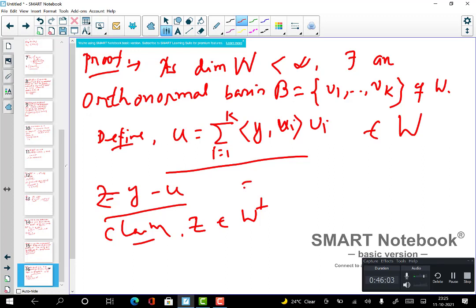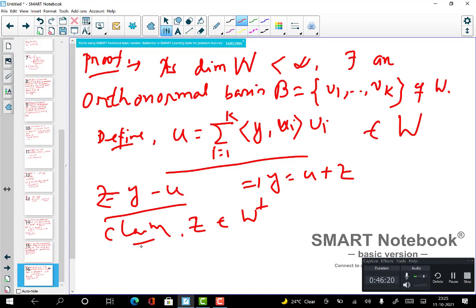So this implies that y can be written as u plus z, with u an element of W and z an element of W perp. Then I am done. Not only that, I need to prove the uniqueness property also. But first, let us prove this thing.